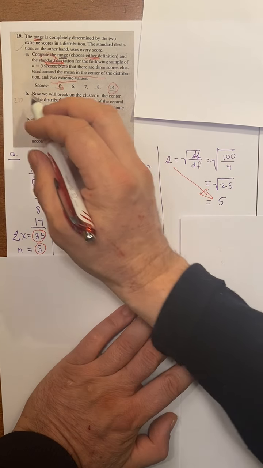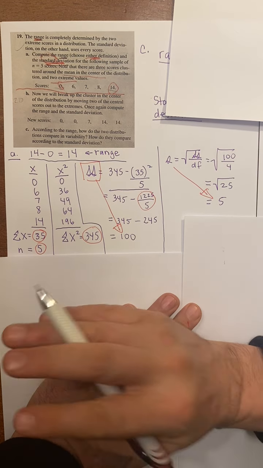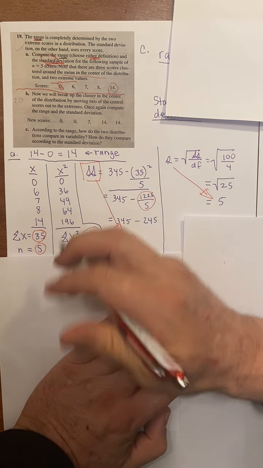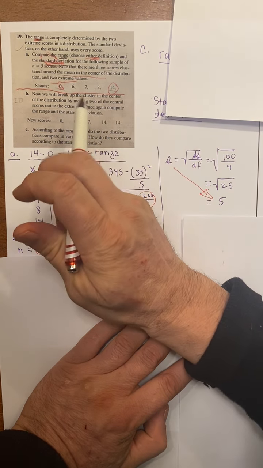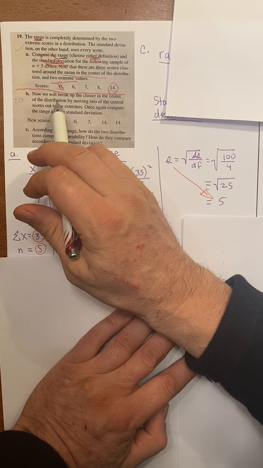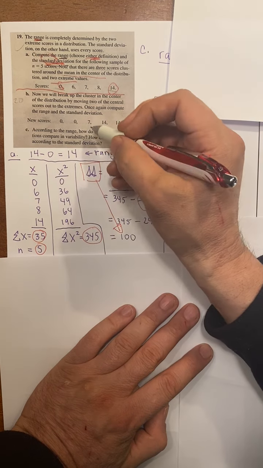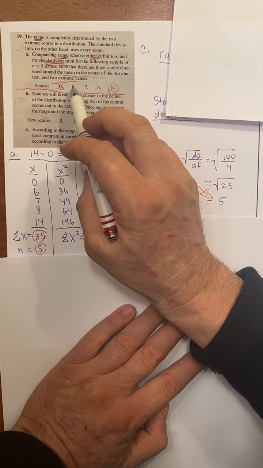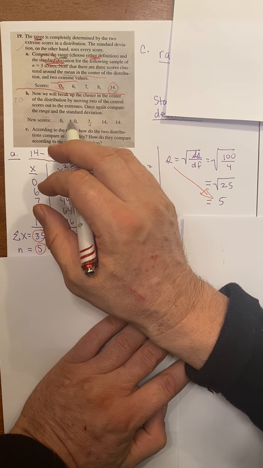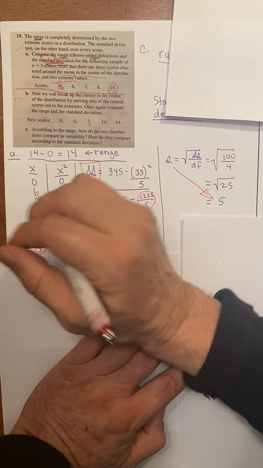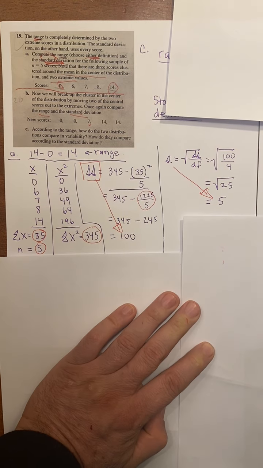But now there's a whole other part to this, a B problem. Now what they're saying is that they're going to give us a new set of data, and the thing that they want us to notice is that they broke up the cluster in the center of the distribution by moving 2 of the central scores out to the extreme, right? So we said the 7 was in the middle. Before you had a 6 and an 8 right by that 7. Now those 2 numbers are on the extreme, over in the 0 and over in the 14. Once again, compute range and standard deviation.